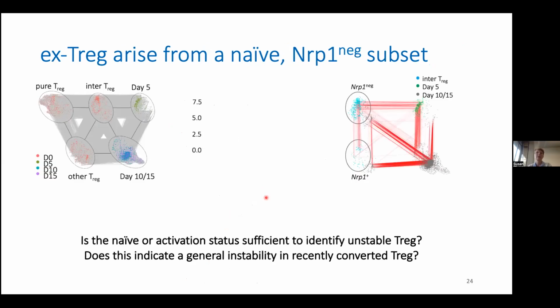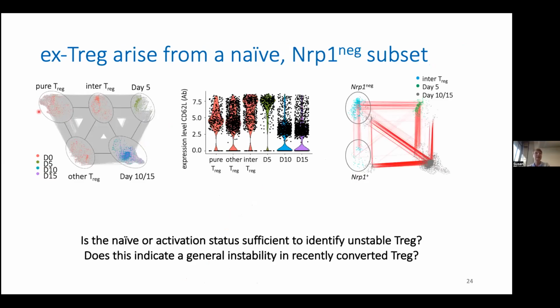And what we've then done is a network analysis on your left, where we see that the Treg population splits up in 3 and forms this extra population that is now closest related to the day 5 ex-Treg. And when we analyzed this in more detail, we saw that the day 5 ex-Treg, the earliest ex-Treg, express very high levels of CD62L. That's actually protein level here even. So very high levels of CD62L.